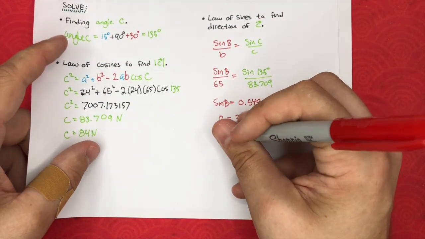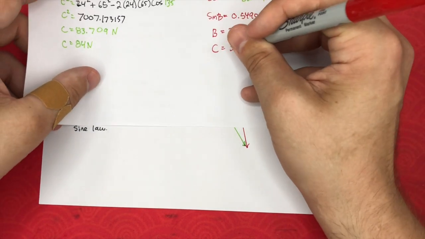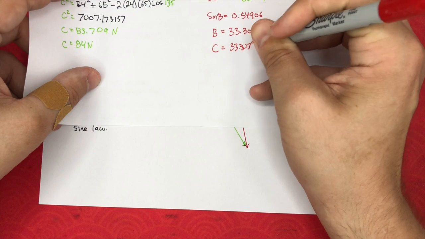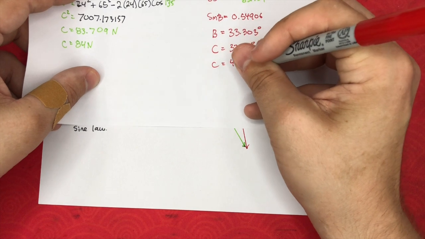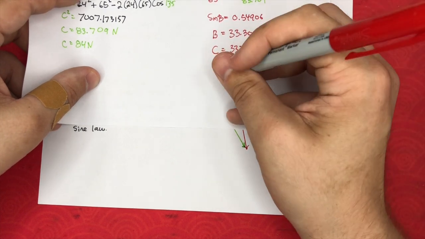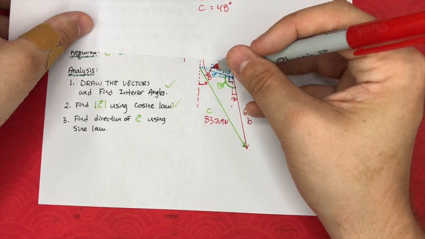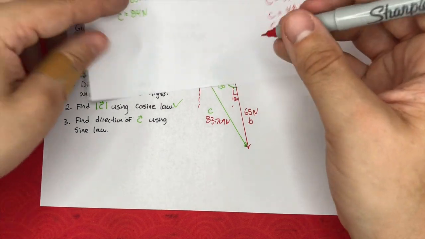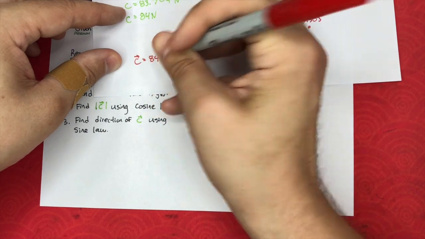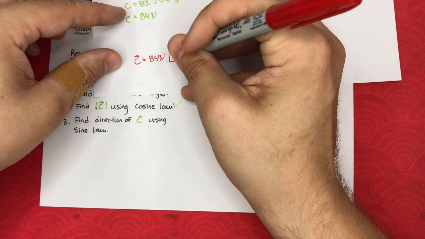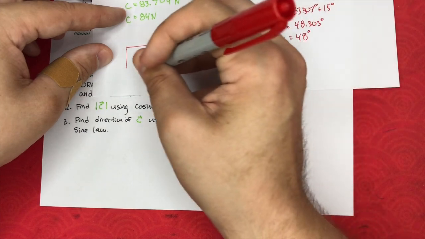So the angle of C, or the direction of C, is going to be equal to 33.303 degrees plus 15 degrees. That gives us the direction of C to be 48.303 degrees. Rounding it off to two significant figures, that'll be 48 degrees. And that's going to be east, 48 degrees south. So, finally, we have the vector C is going to be equal to 84 newtons in the direction of east, 48 degrees south. And this is our final answer right here.